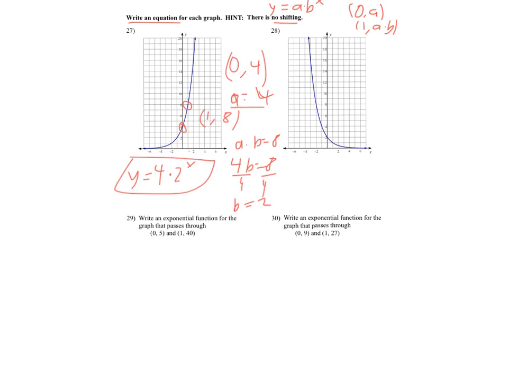Now number 29 is very similar here, except they just gave me the points in writing, and that's fine because it's actually almost even easier. I have 0, comma 5, and with 0, comma 5, I know that matches up with my 0, comma a, so that means that a is 5.